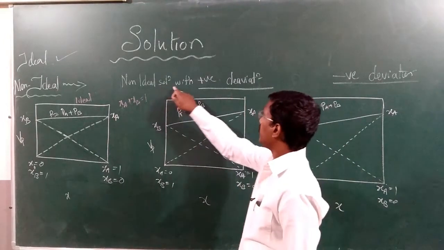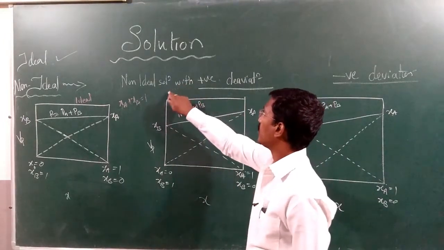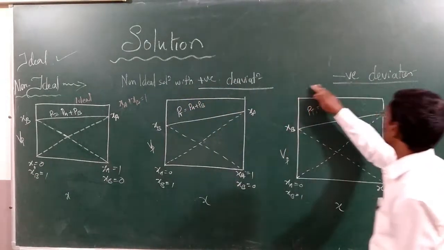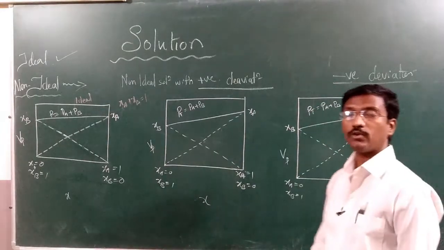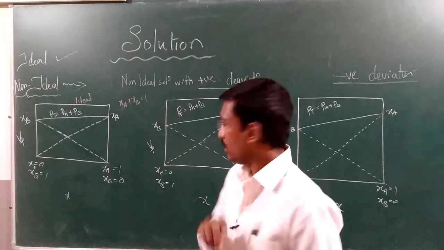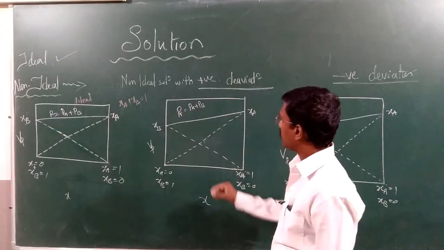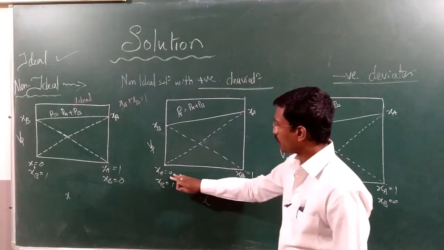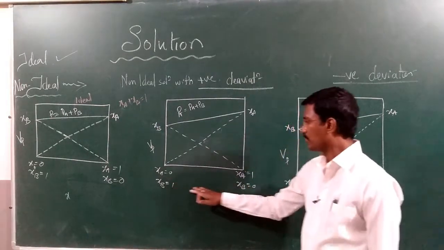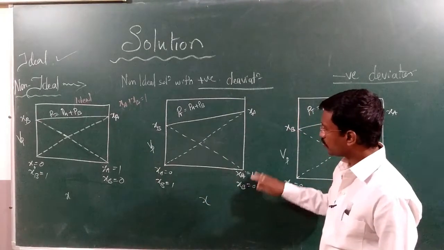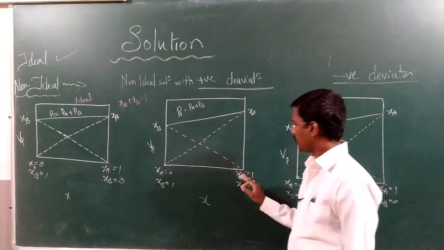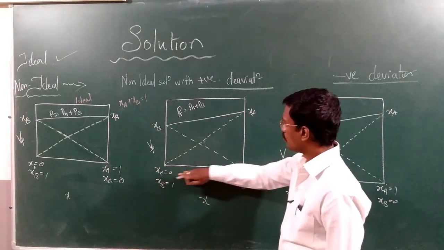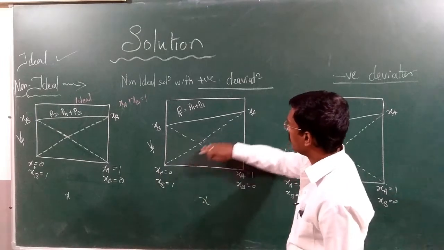So there are two types of non-ideal solution. One is the non-ideal solution with positive deviation, and the other is the non-ideal solution with negative deviation. These are the two classifications. In the non-ideal solution, can you see here, everything is the same. XA is 0 and it increases to 1. When XA is 0, XB is 1, and XB decreases until XB becomes 0 and XA becomes 1. As XA moves towards 1, the vapor pressure increases.